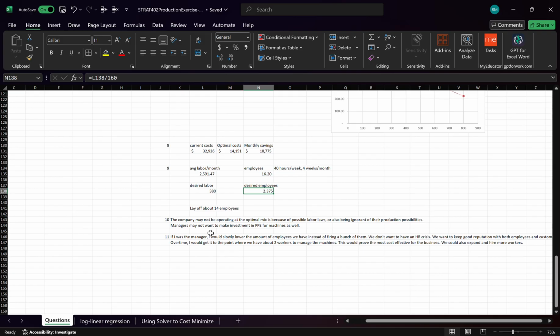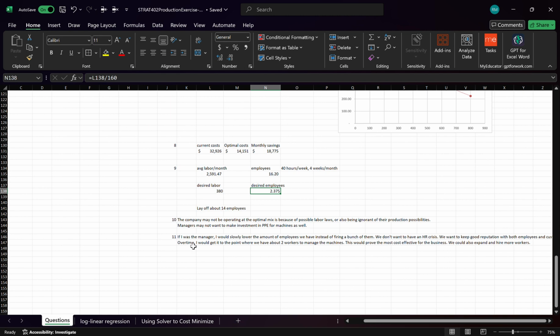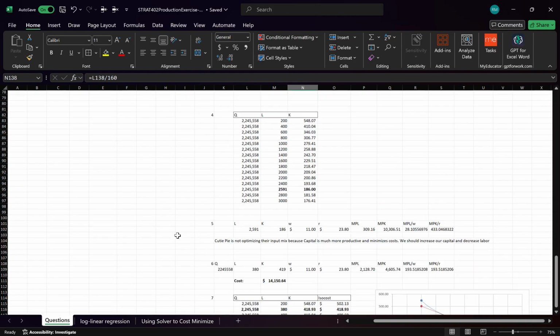If it was me, I wouldn't fire everyone at once, but I would definitely cut human capital at this point, because if you're competing in a market, you need to lower your costs. So slowly lower the amount of employees instead of firing a bunch of them, we don't want to have an HR crisis. We want to keep a good reputation with both employees and customers. Over time, it would get to the point where we would have about 2 workers to manage the machines, so that's optimal. And then we could maybe expand into different areas. If we're profitable, we can expand and get more workers. So that is my answer, and there you go.